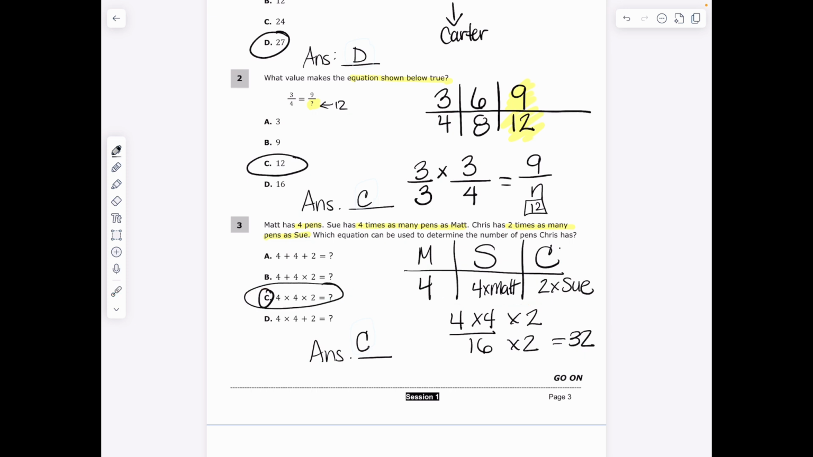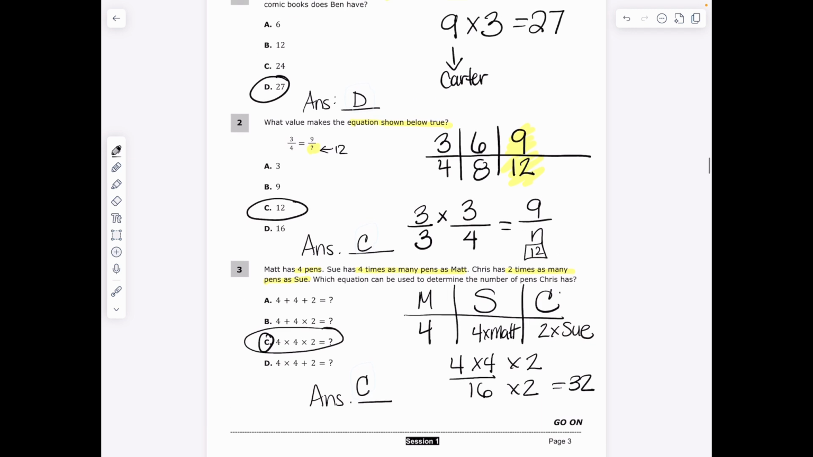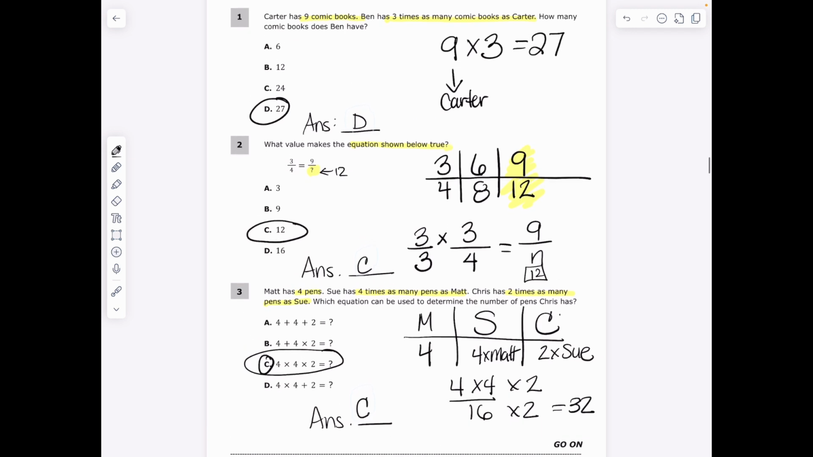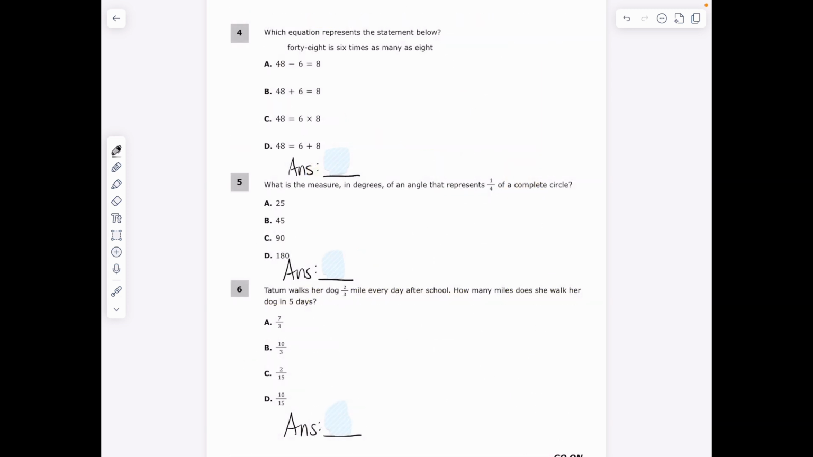All right, so hit pause and jot this down into your notes, and we'll go to the next chapter. Let's look at the next 3, 4, 5, and 6. Get ready to check off your answers. Okay, ready? So 4 is C, 5 is C, and 6 is B. Check off and see how you did.